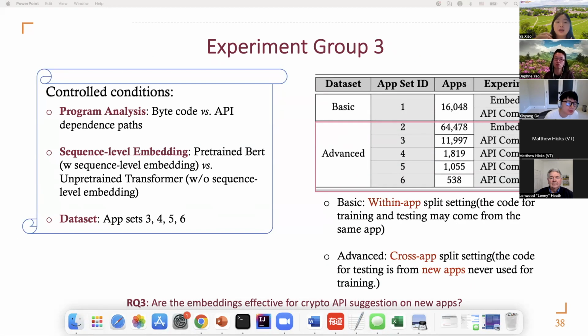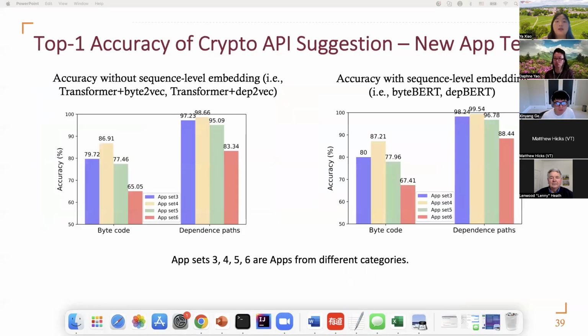And we perform another experiment on a new advanced data set following the cross-app split setting. Our formal experiment follows the within-app split setting, which means that the training sequences and the testing sequences may come from the same app. In the new cross-app setting, it guarantees that our model is trained on one group of apps and tested on another group of apps. This confirms whether the embedding is effective on new apps.